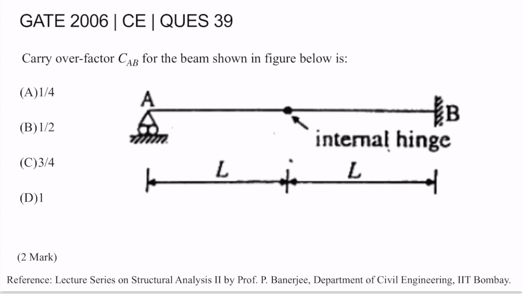Hello everyone, so today I'll be covering question number 39 of GATE 2006. Carryover factor CAB for the beam shown in the figure below is. So here's a beam which is given to us. There's an internal hinge at this point. These two lengths are L and L. So we need to find what is the carryover factor for this beam.